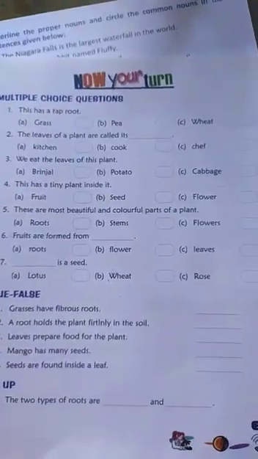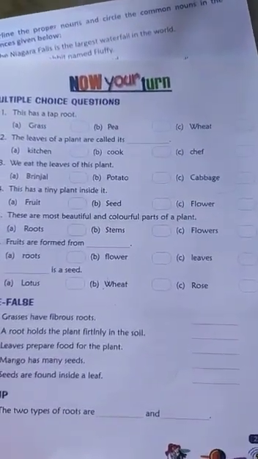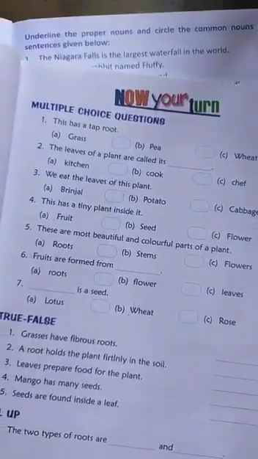Today we are discussing the exercise of chapter 2, parts of a plant. In the previous class, we already discussed the main points of this chapter. In this class, we are discussing the exercise of this chapter. So let's come to the topic. Before we discuss the exercise, we recall the main points of this chapter.